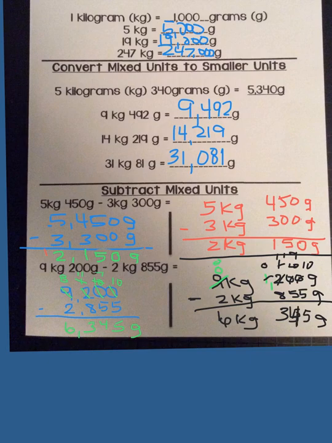Either way works, okay? But when the top number is smaller than the bottom number in grams, it's going to be easier to convert everything over to grams and just do your one simple subtraction problem.